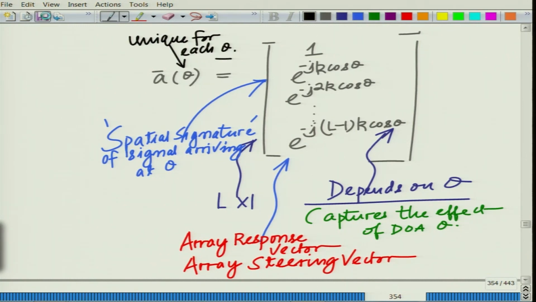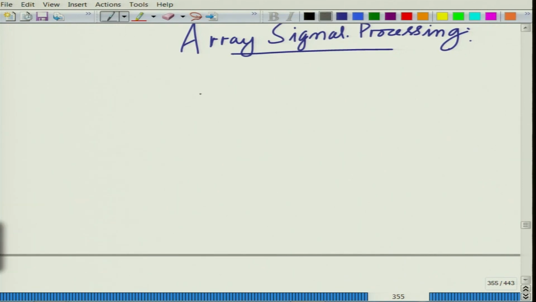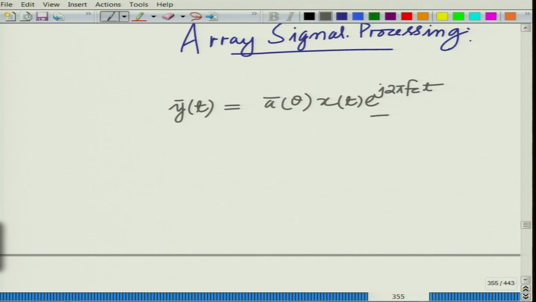This is unique for each theta. Okay. And therefore, now I can write this as y bar of t equals a bar theta x of t e raised to j 2 pi f c t plus n bar of t.